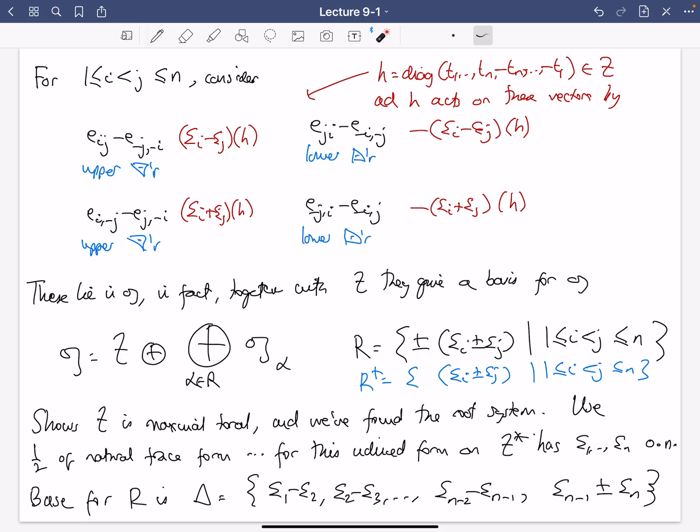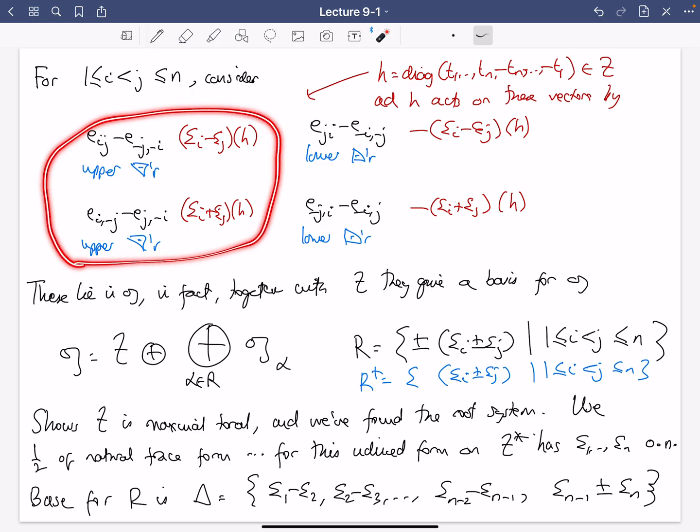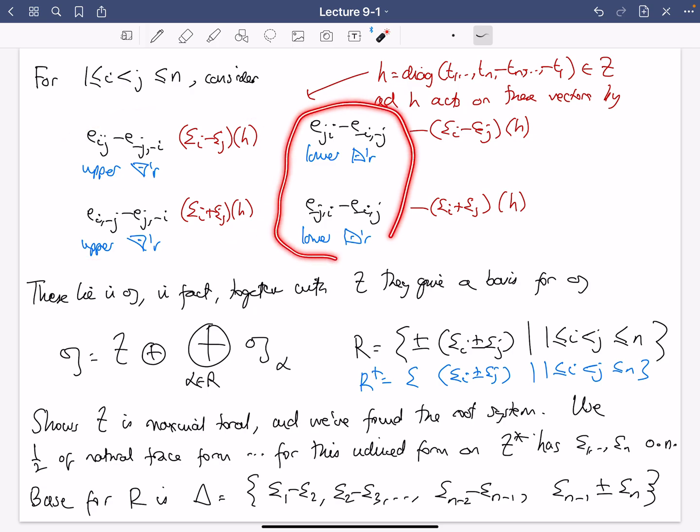The positive roots exactly correspond to the g alphas that are upper triangular matrices, so these guys. And the negative roots are the ones that are lower triangular matrices. This is part of why this is a convenient choice of coordinates to write this down. Positive becomes upper triangular.